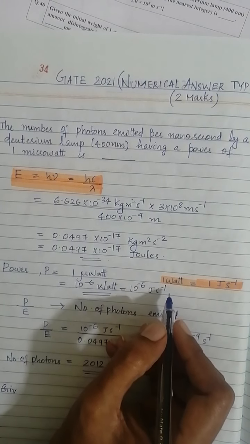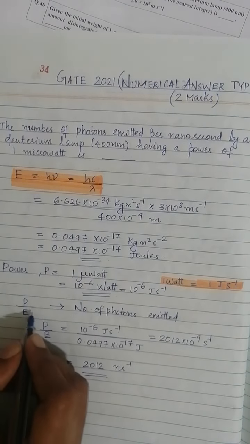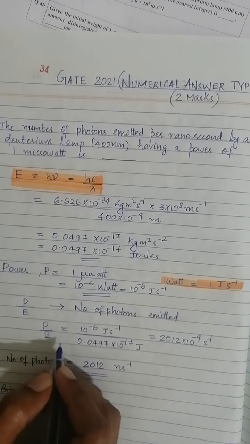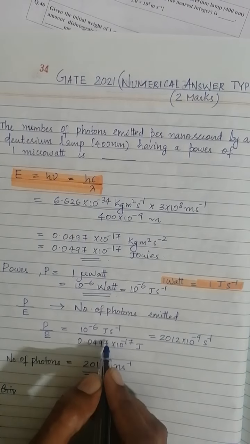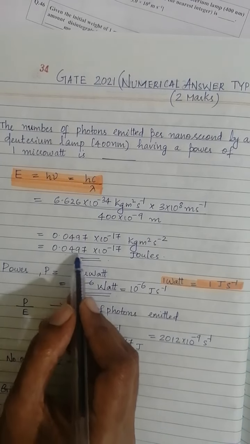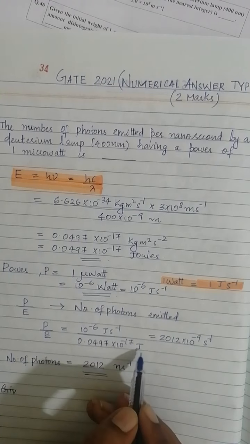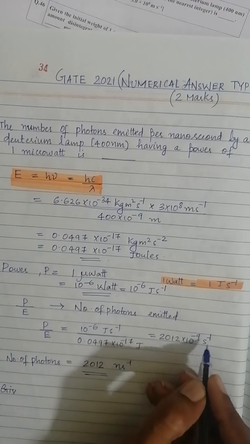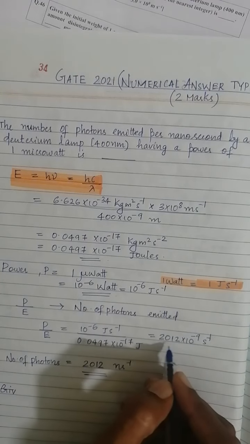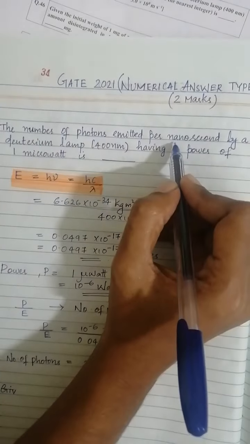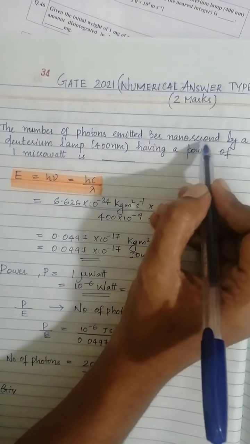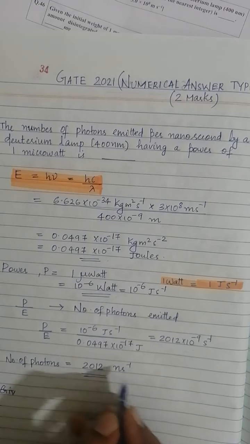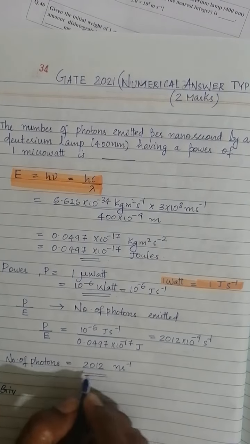Now to find the number of photons, the power P divided by energy E will give the number of photons emitted. Now P by E is equal to 10 raised to minus 6 joule per second divided by 0.0497 into 10 raised to minus 17 joules. That will give 2012 into 10 raised to minus 9 second inverse. Since in the question they have asked for the number of photons emitted per nanosecond, the number of photons emitted per nanosecond will be 2012 per nanosecond. Okay, so this will be the answer.